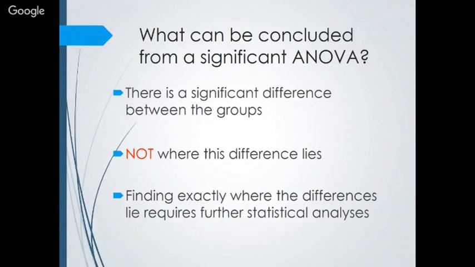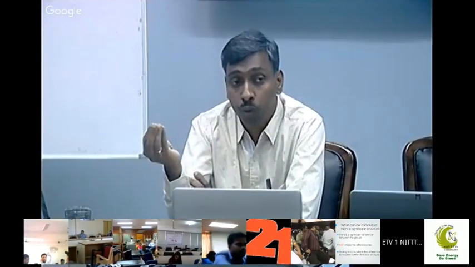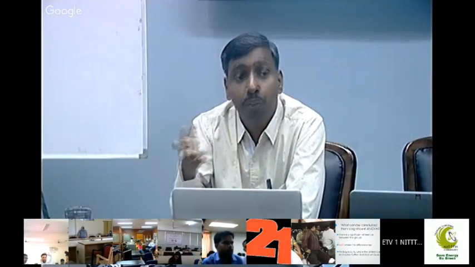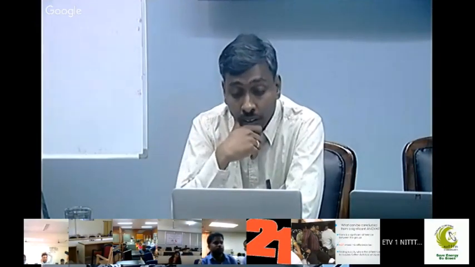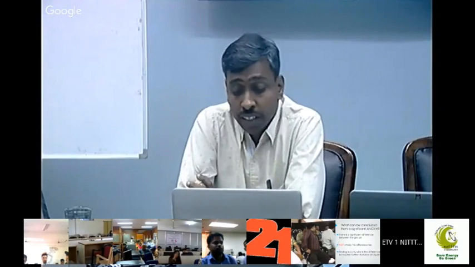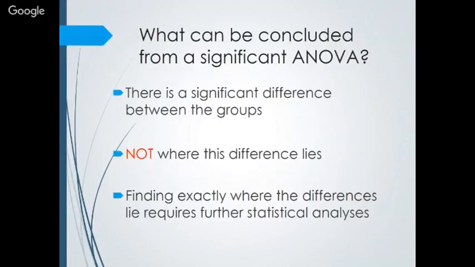But it will not say where the actual difference is. It will not say in which group the hardness is higher or lower. For that, we have to do further analysis. Otherwise, we can go for the t-test for pairs. Four groups are there, so we can do 3 or 4 t-tests and analyze that. Finding exactly where the difference lies requires further statistical analysis.